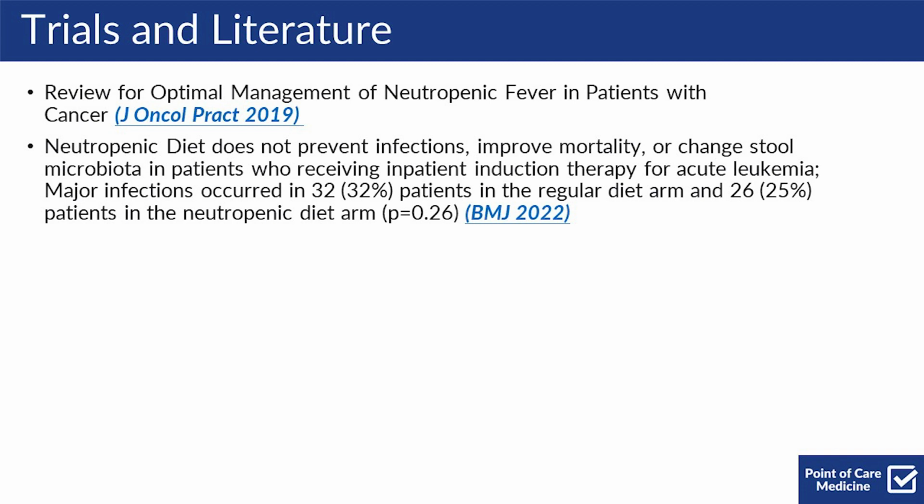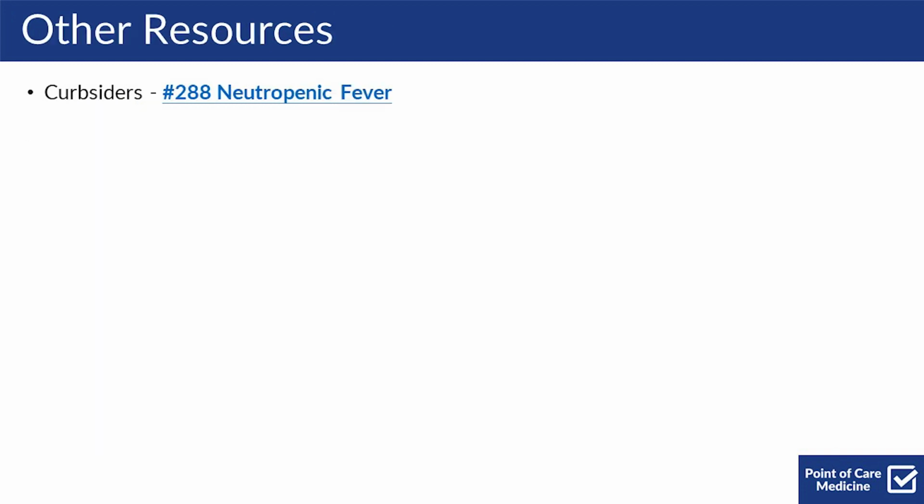So that might be something that we're doing away with soon because that was just published in the BMJ in 2022 this year. We'll also link off to reviews for optimal management of neutropenic fever in patients with cancer, which is in Journal of Oncology Practice from 2019. Other resources, as always, is the Curbsiders episode on neutropenic fever, which is excellent.